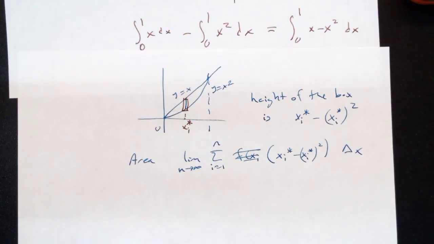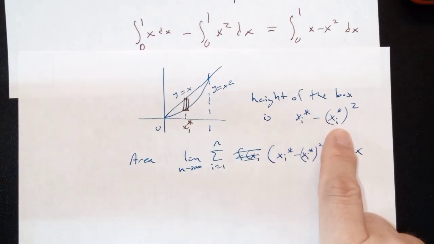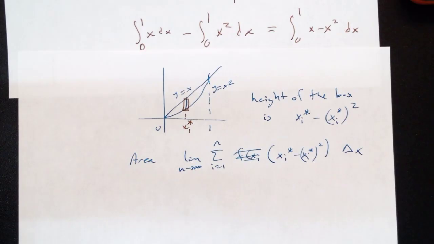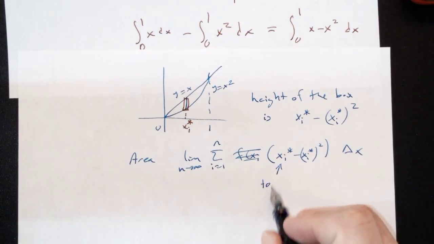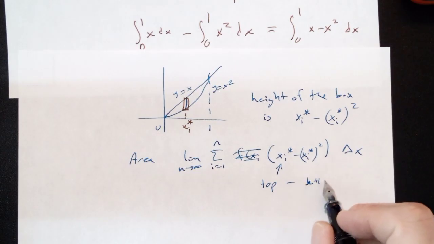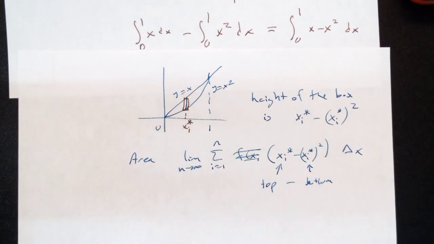If I start at a height of 7 feet and I go to a height of 4 feet, how far did I go? I went 7 minus 4. Top minus bottom. All I care about is that it's top minus bottom. That's a Riemann sum.